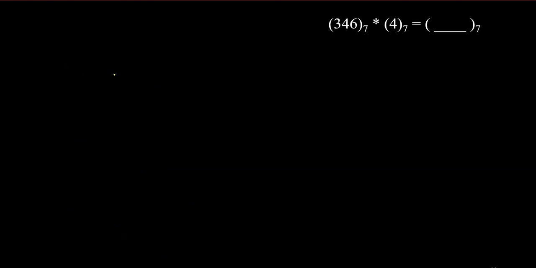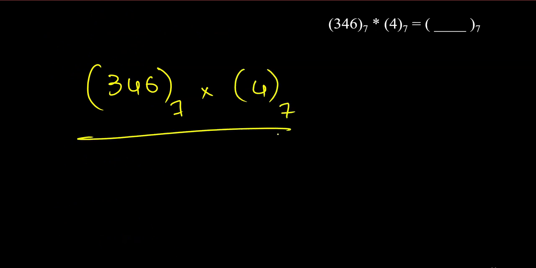And this question: 346 in base 7, you need to multiply with 4 in base 7. The result should be in base 7 only. How to do this here? What is 6 times 4?